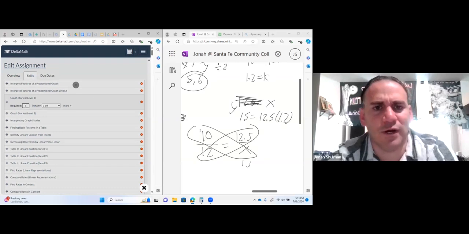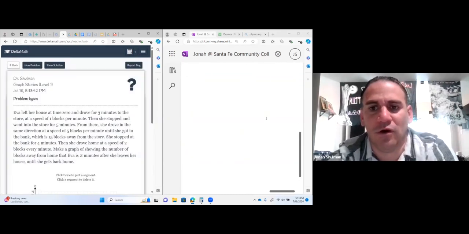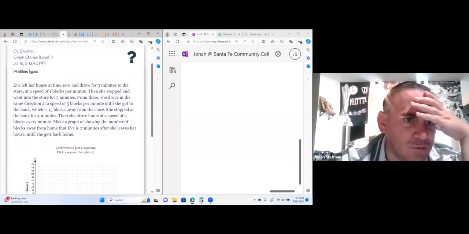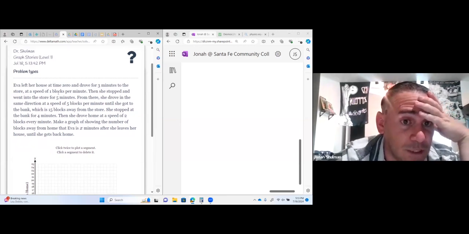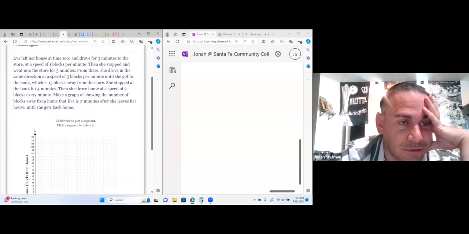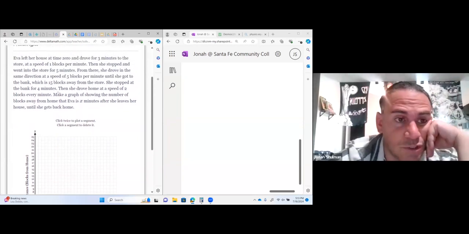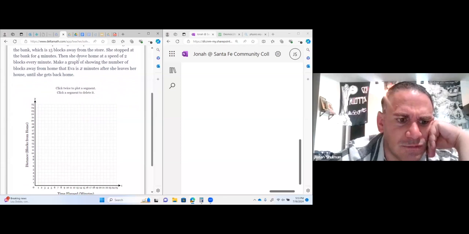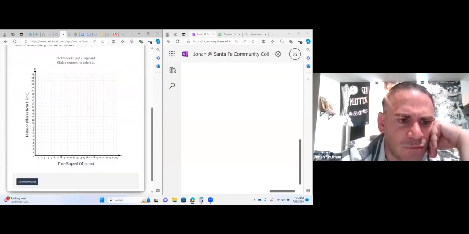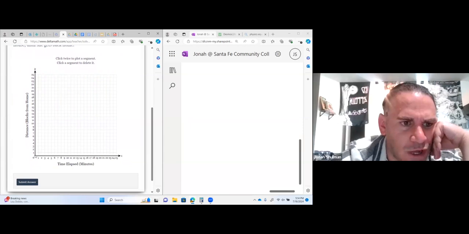All right, let's graph a story. Here we go. Eva left her house at time 0 and drove for 3 minutes to the store at a speed of 1 block per minute. Okay, so I'm going to do this step by step. So ready? 1 block per minute, so we're starting here, 1 block per minute, 1 block per minute, 1 block per minute.